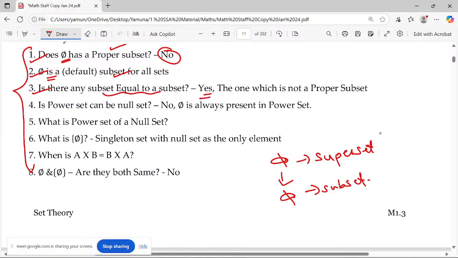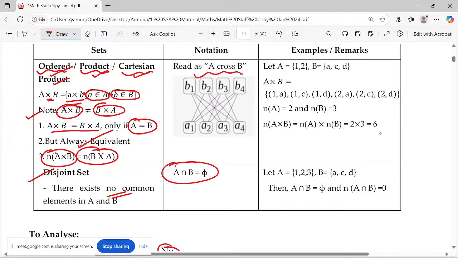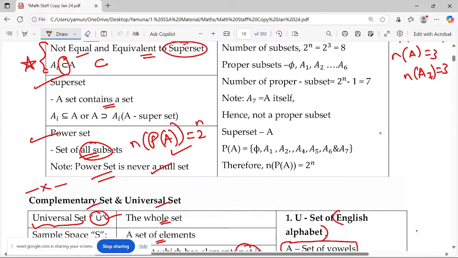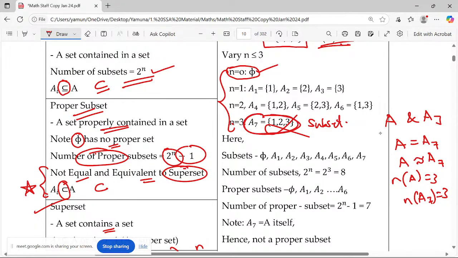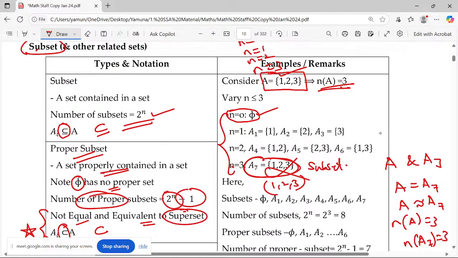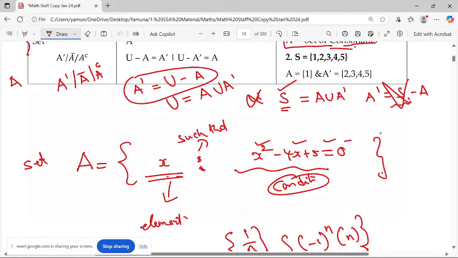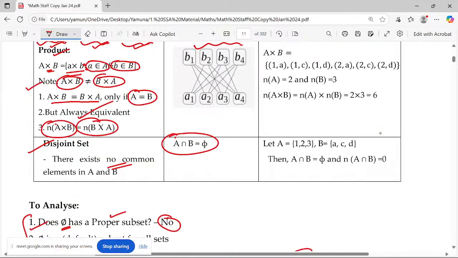Yes. Okay. Which is not the proper one. In my example we'll be taking A1, A2, A3, remember, up to A7. Remember this one? This A7 is nothing but 1, 2, 3, which is nothing but the superset itself. You remember? Okay, so definitely I'll have one subset which will be equal to the superset itself.